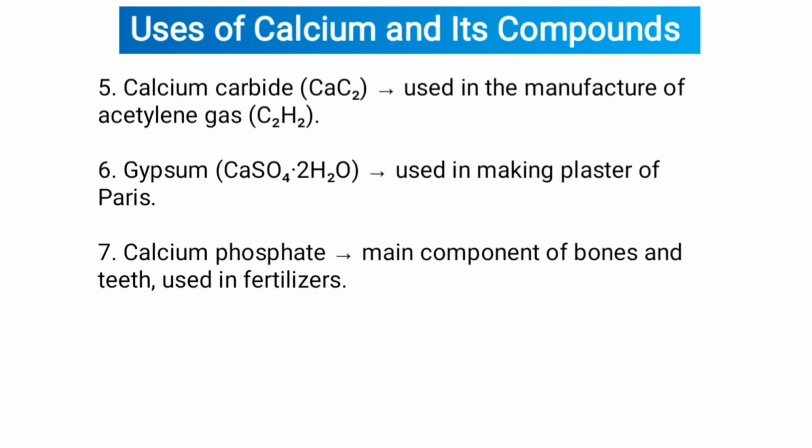And the fifth one is calcium carbide, CaC2, used in the manufacture of acetylene gas, C2H2. And the sixth one, gypsum, CaSO4.2H2O, used in making plaster of Paris. And the seventh one is calcium phosphate, the main component of bones and teeth, used in fertilizer.